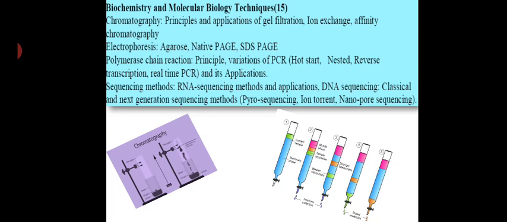Sequencing methods, like when there is evolution, we know about the evolution. This is done by the sequencing method, like 16S RNA sequencing method or RNA sequencing methods. What are the applications? DNA sequencing method, classical and next generation sequencing method that includes pyrosequencing, ion torrent sequencing and nanopore sequencing. So what are the applications, principle, and methodology to carry out these processes we have to study in the sequencing methods topic.